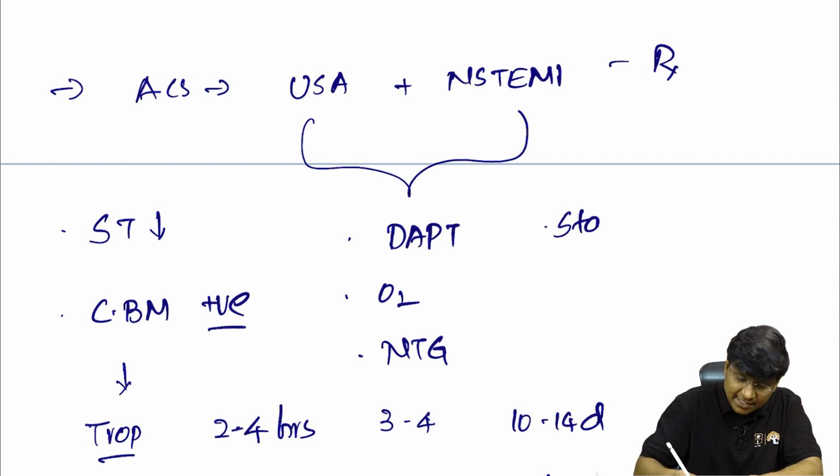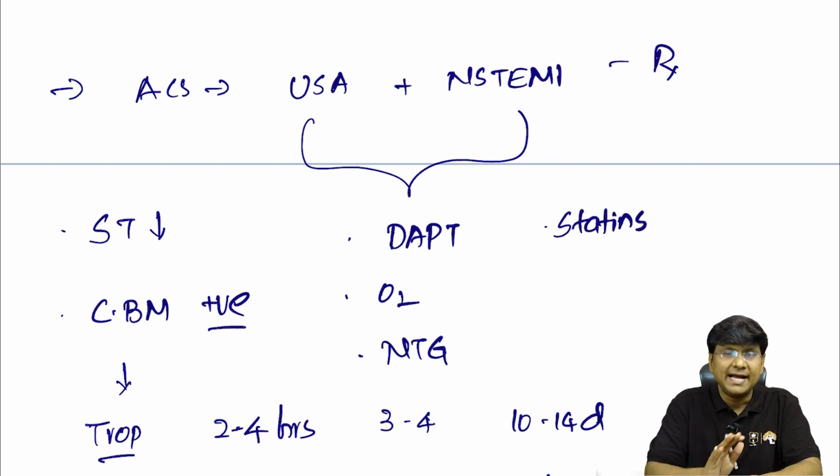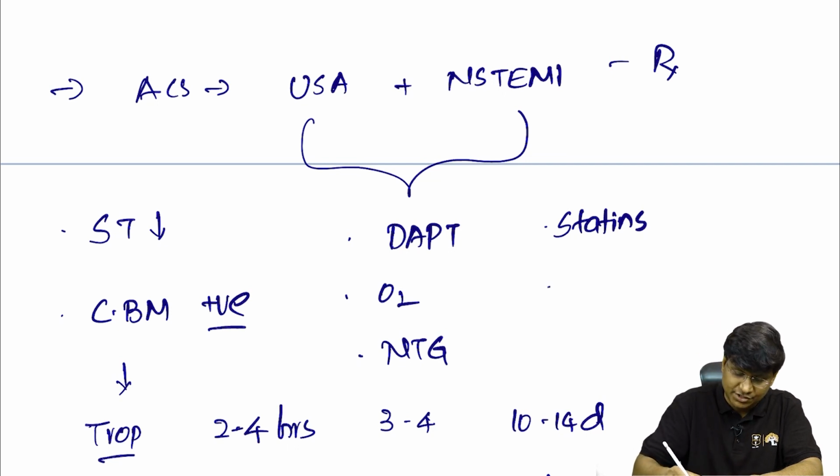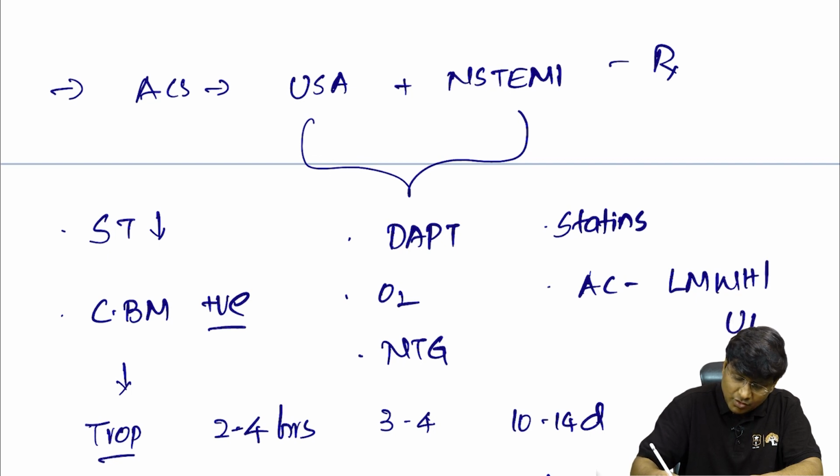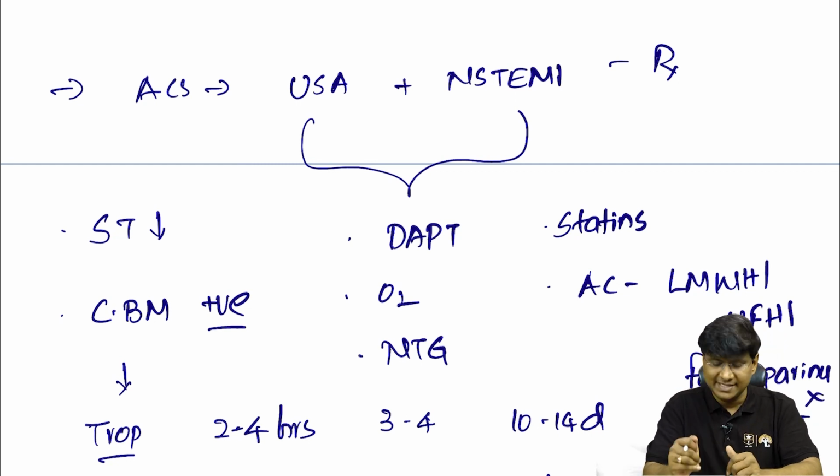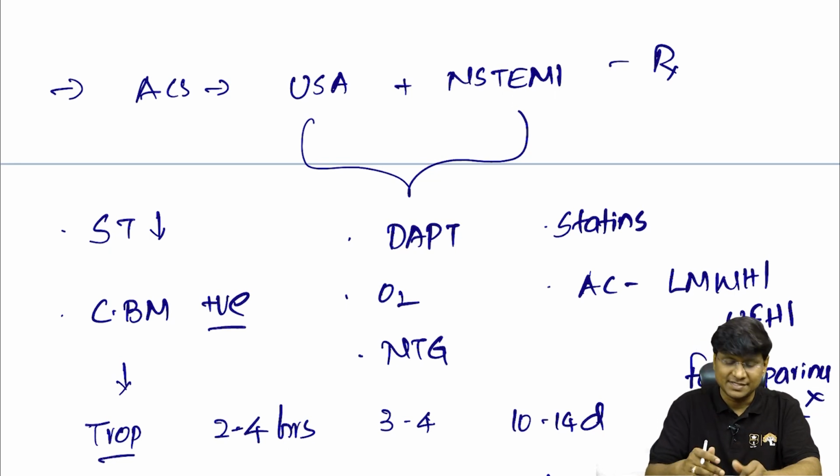Then statins are another important group of drugs. And in patients with unstable angina as well as NSTEMI, the initial revascularization we do with anticoagulants. The anticoagulants that we give are either low molecular weight heparin, or unfractionated heparin, or fondaparinux should be given. So these are the anticoagulants that we give in case of NSTEMI as well as unstable angina.